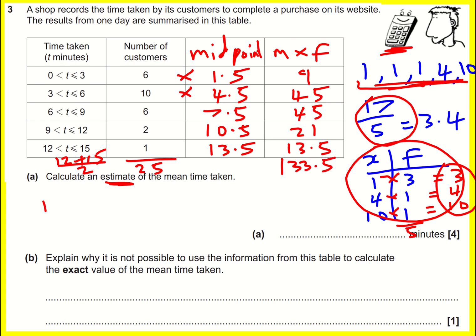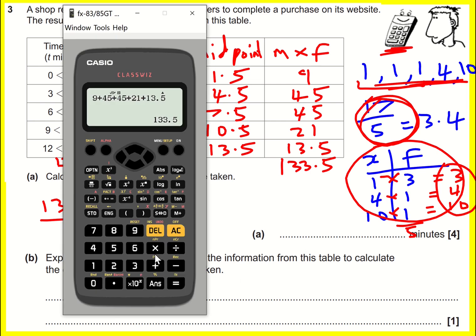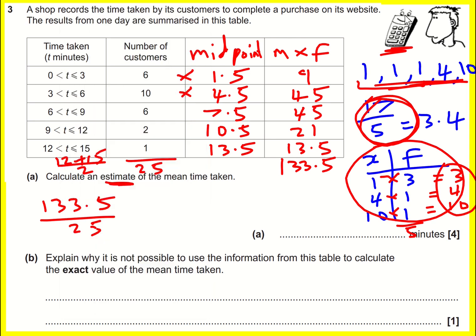9 plus 45 plus 45 plus 21 plus 13.5 equals 133.5. So now I'm going to go for 133.5 divided by the total frequency, because that's what we're doing. We're just doing our definition of the mean. Answer divided by 25, and I get 5.34.